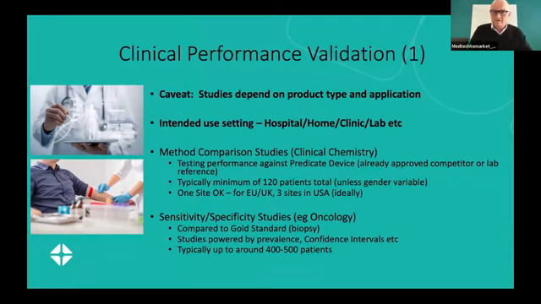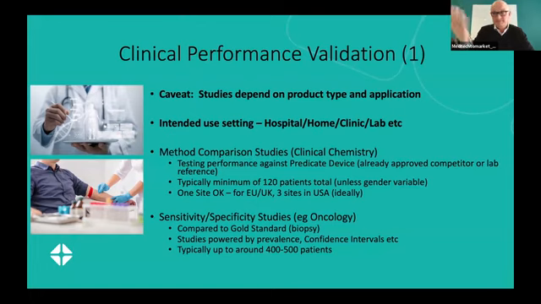So the clinical trials vary, and I have to caveat this, they vary depending on the product type and the application and the intended use setting, for example, obviously. You need to run your clinical trials in an intended use setting. So if you're saying this is for use at home, then you need to demonstrate home use works. Now, there are different types of studies. If your technology is in a clinical chemistry application, then typically we do a method comparison study where you would test your measurement of known biomarkers against a predicate device, so against a competitor device, or a device that is already approved on the market, and that can be a lab reference method.